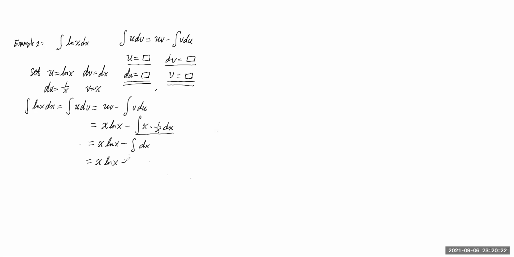So this is x ln x, minus x, sorry, it's minus, not plus, minus x. Don't forget the c. Like I said, if you forget the c, you'll lose some credit, some score. So we obtain that the antiderivative of ln x dx is x times ln x minus x plus c.